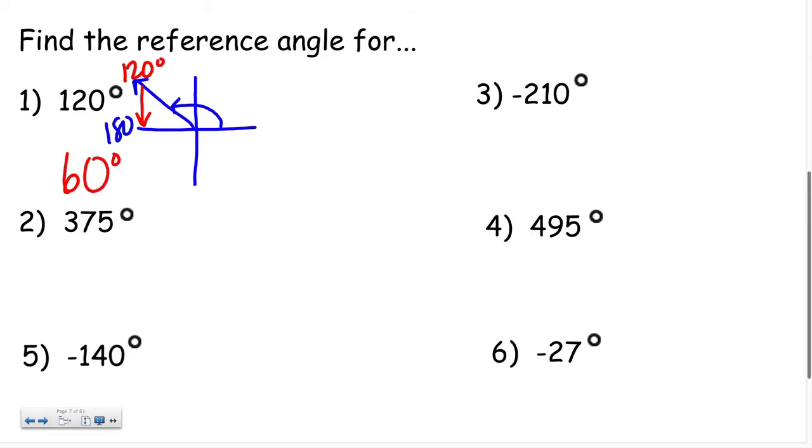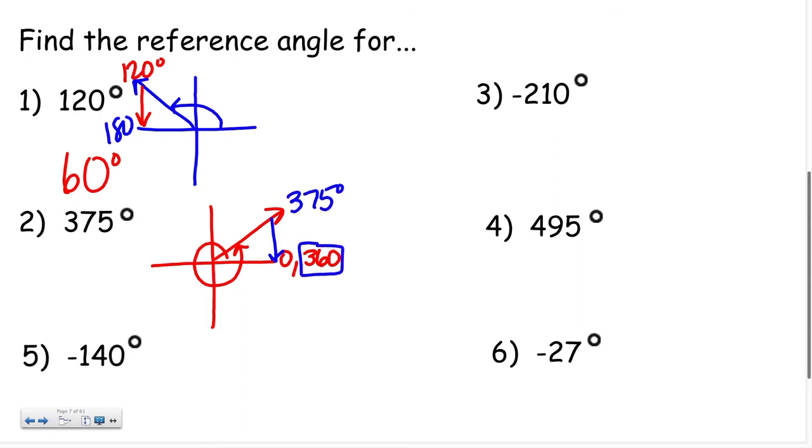Alright, number 2. This one is 375 degrees. So we're going to have to go all the way around and then some. So we've got 0, then we went all the way around, so we've got 360. So for this reference angle, we're going to go straight down. Now I don't want to use 0 as my reference angle because that answer is going to be way bigger than 90. So I'm looking at 360. 375 is 15 degrees away from 360. So its reference angle is 15. Okay? Number 5.